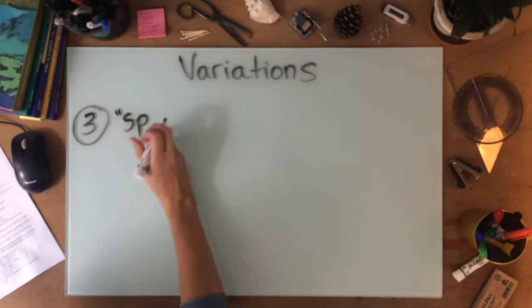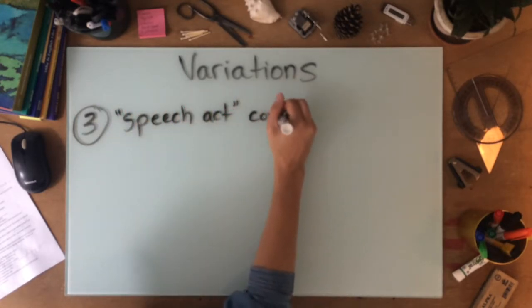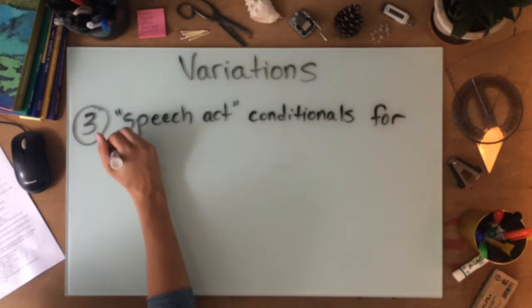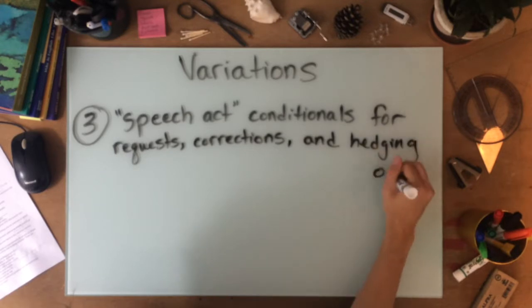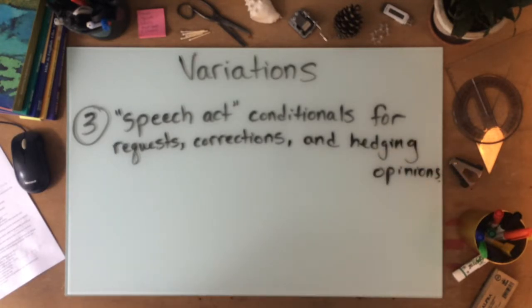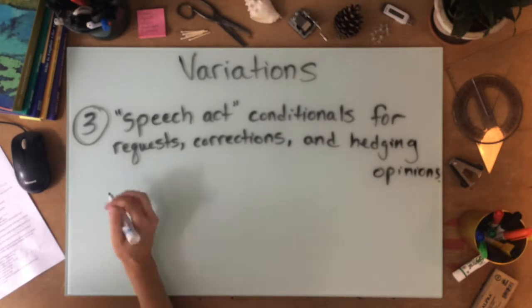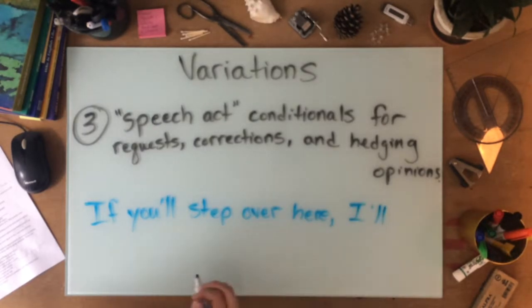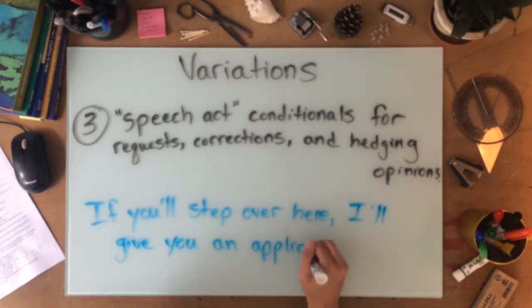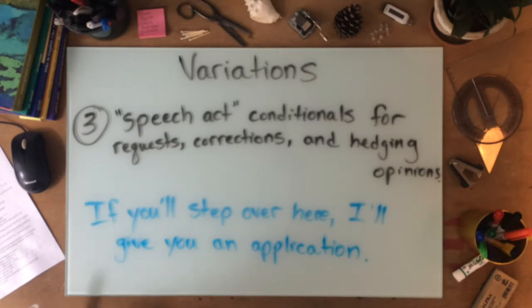Speech act conditionals are used only in spoken language. They are used for requests, corrections, and hedging opinions. These use different verbs and different verb forms than the standard formulas. We use would like to mean want, and we use will to mean are willing or are prepared to. So for example, if you'll step over here, I'll give you an application.